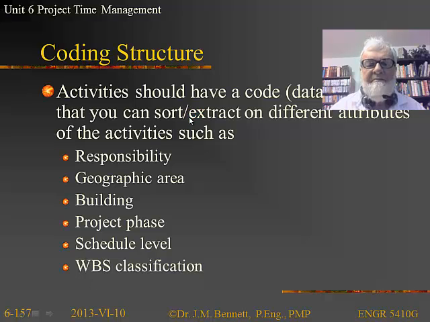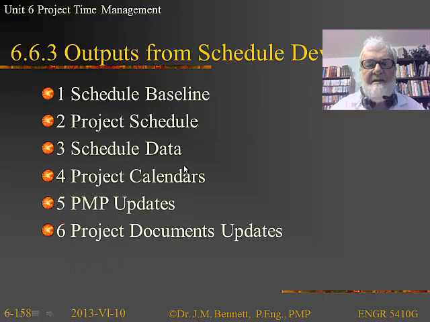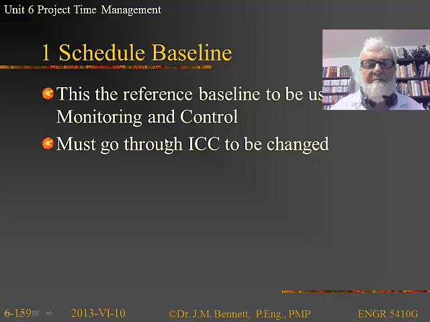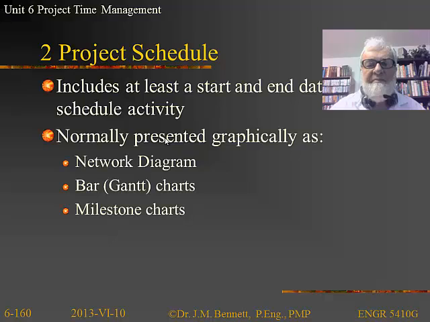There we go. Okay, so things like responsibility or geographic areas and so on, things that make sense in the project. Okay, the outputs from schedule development then are the schedule baseline, which is going to run the project itself. This is going to give us basically the project schedule, calendars, and project management update. This is the baseline for monitoring and control, and this is basically the same sort of thing except for the project itself.